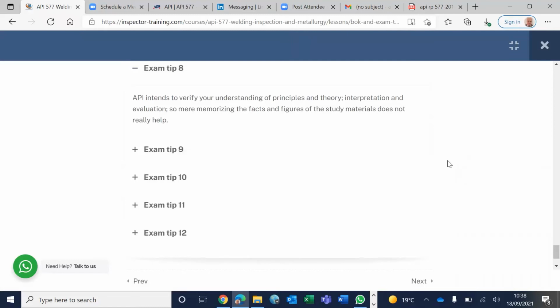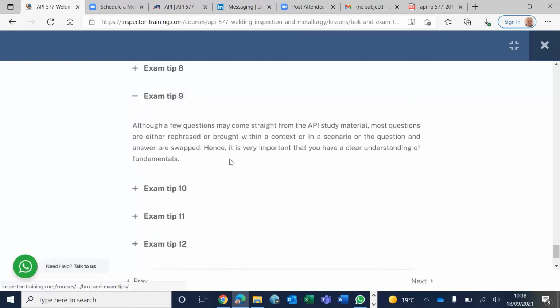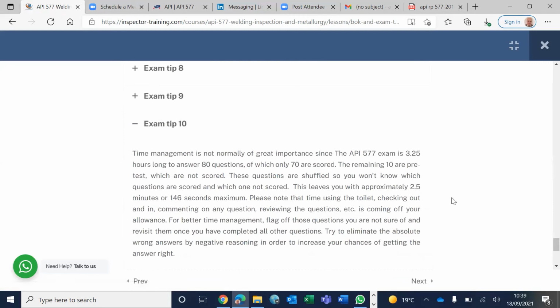Remember that API doesn't want you to memorize things, but to understand the principles, theory, interpretation, and evaluation. Memorizing does not help because they always rephrase the question. So you should understand why this is done and how it is done, and what is the concept or philosophy behind that. We try to explain each one in our courses so you understand the reasoning. Most questions are rephrased, although some questions might come directly.